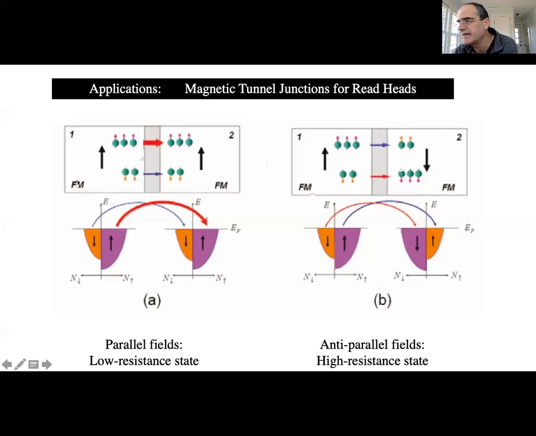So when we have parallel fields, the device will be in a low resistance state, and the current will be relatively high. Whereas when we're in the opposite state, we'll be in a high resistance state. The current will be relatively low. And the difference is large enough that it can be easily measured.